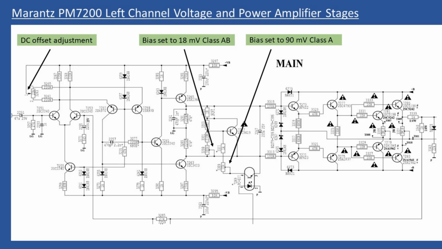And then once you've done that, of course, for each channel, you then press the button on the front, and then you can select class A mode. And what you will find is that it will increase. And again, you're looking to set the bias then until you read 90 millivolts.